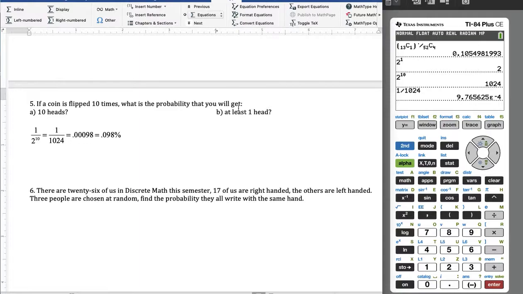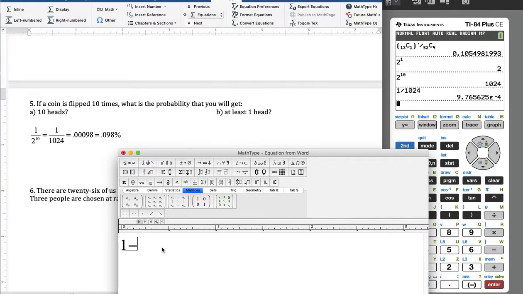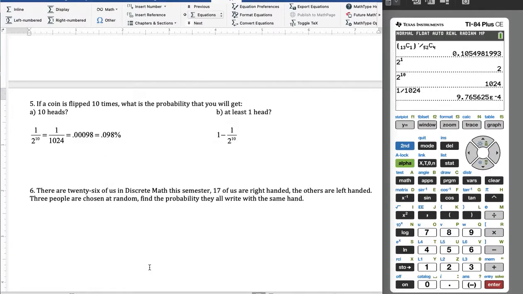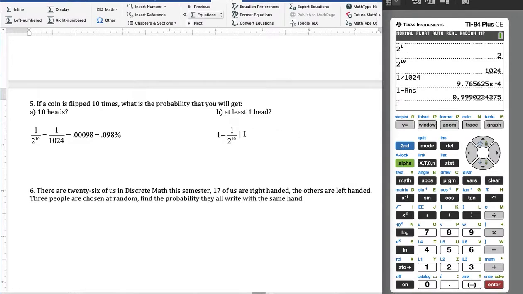At least one head. Well, that's going to be the opposite. So this could be one head or two heads or three heads or four heads or 10 heads. 10 heads is the same thing as getting 10 tails because the coin is 50-50. At least one head would be everything except for no heads. Everything except for no heads, well, that's all tails. We already know what all tails is. It's the same as no heads or 10 heads. So we're going to have 1 minus 1 over 2 to the 10th. And we can do that with the calculator. And we get about 99.9%.